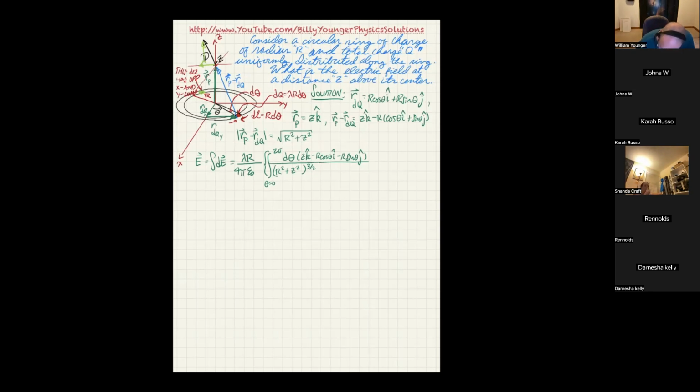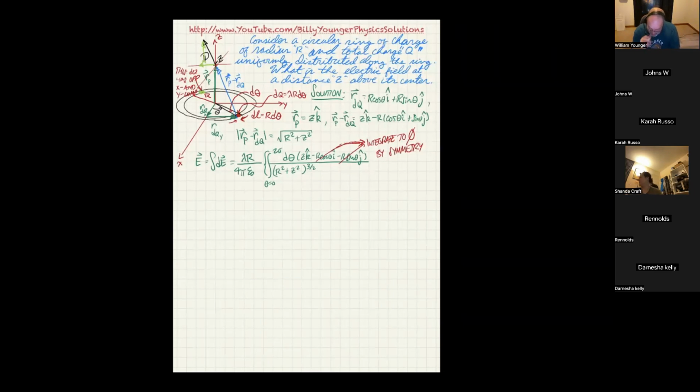So I'll write right here, this is going to integrate to 0 by symmetry. And this one's going to integrate to 0 by symmetry as well. Okay.